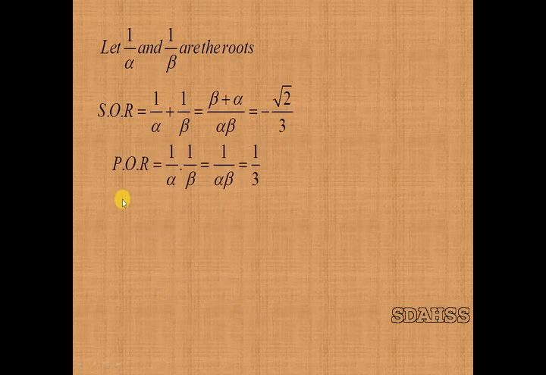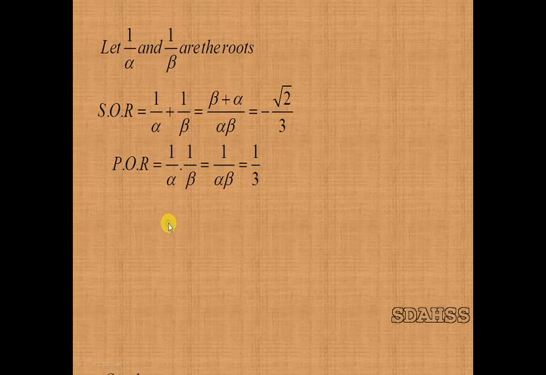Then product of the roots is equal to 1 by alpha into 1 by beta. Multiply these two roots, 1 by alpha into 1 by beta, which is equal to 1 by, multiply the numerator and denominator, so 1 by alpha beta. Alpha beta means 3, so 1 by 3.